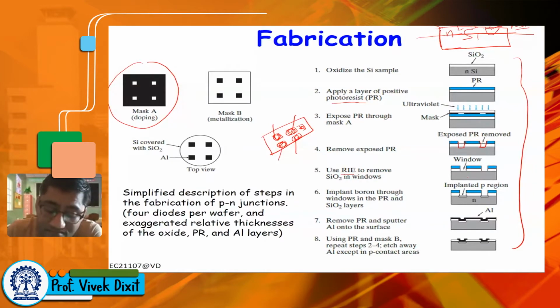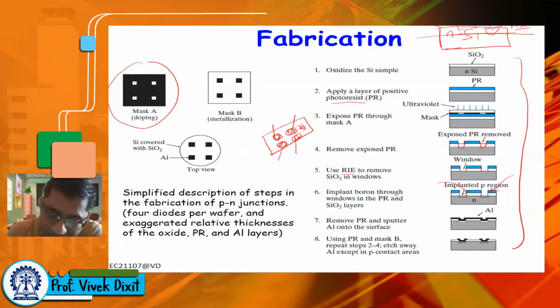Then once we remove the silicon dioxide, now we have the window here, right? In this window we can dope this region with the material we want, in this case with the p-type dopants. And once we dope it, of course we have to remove the photoresist.